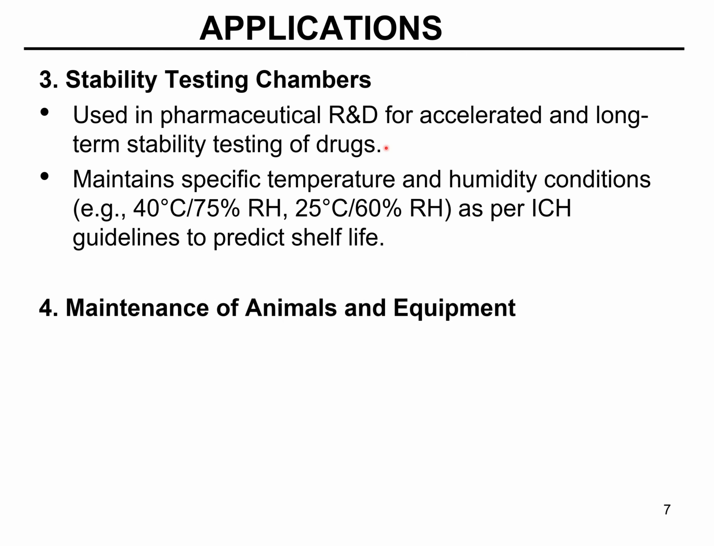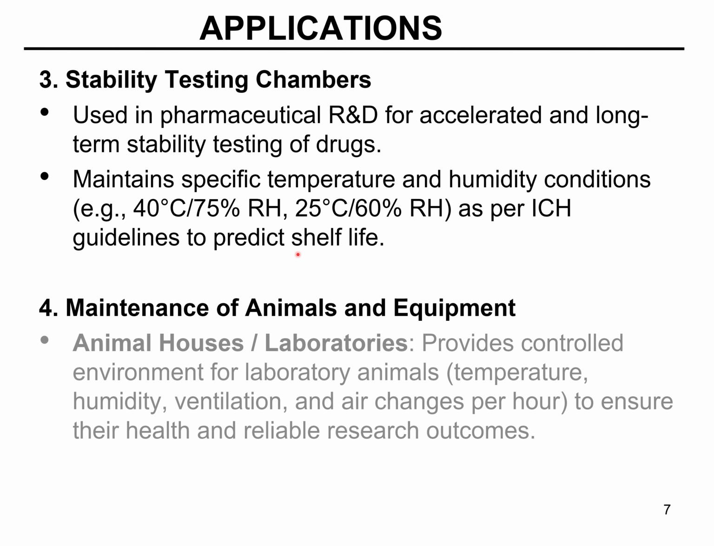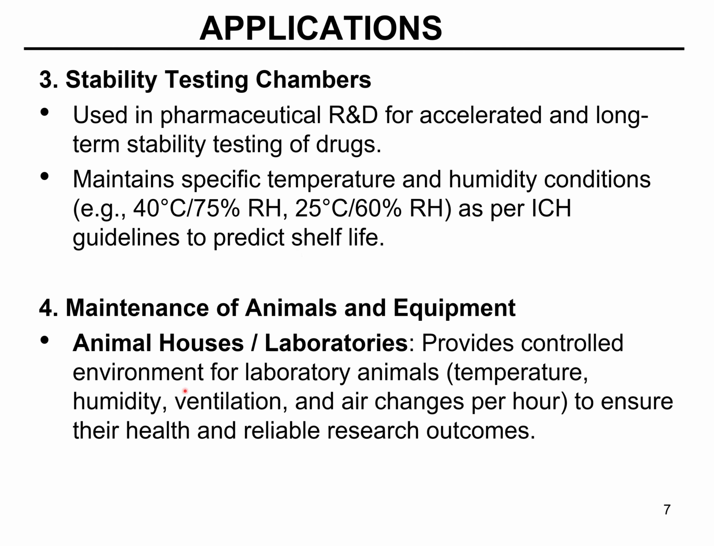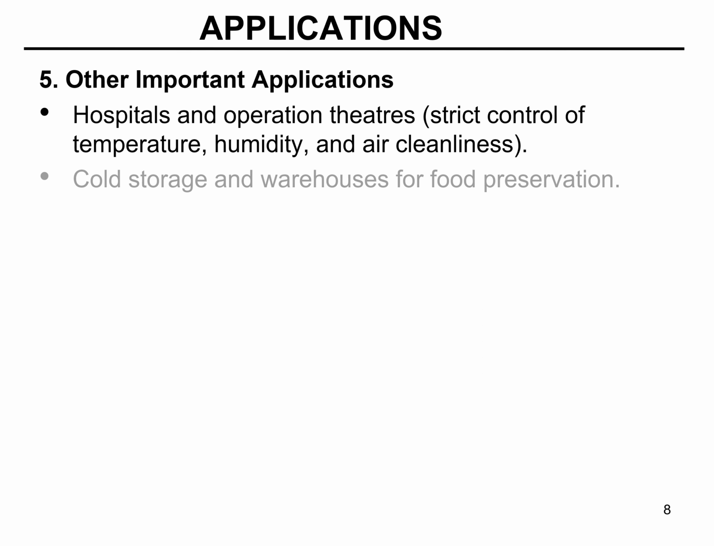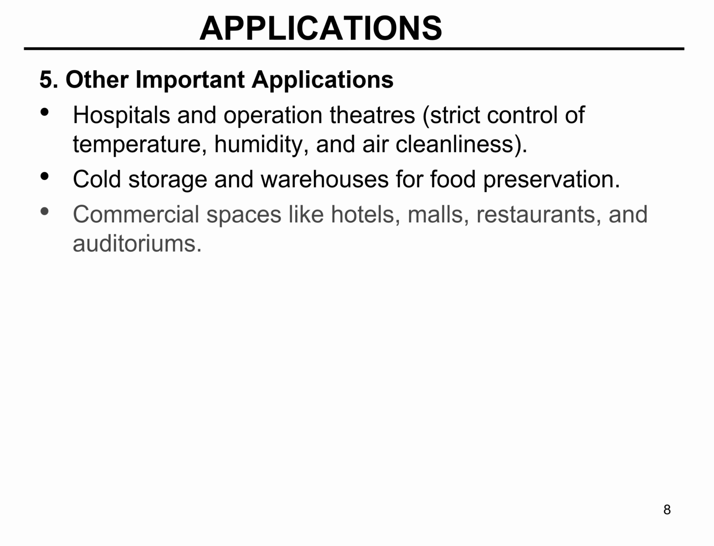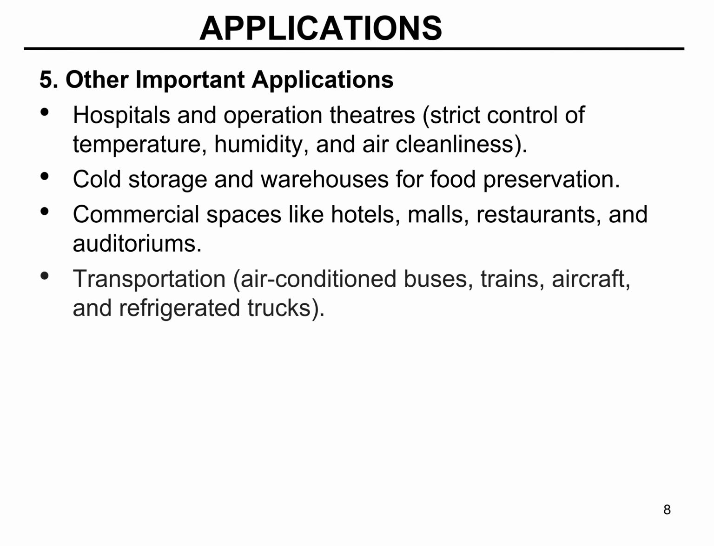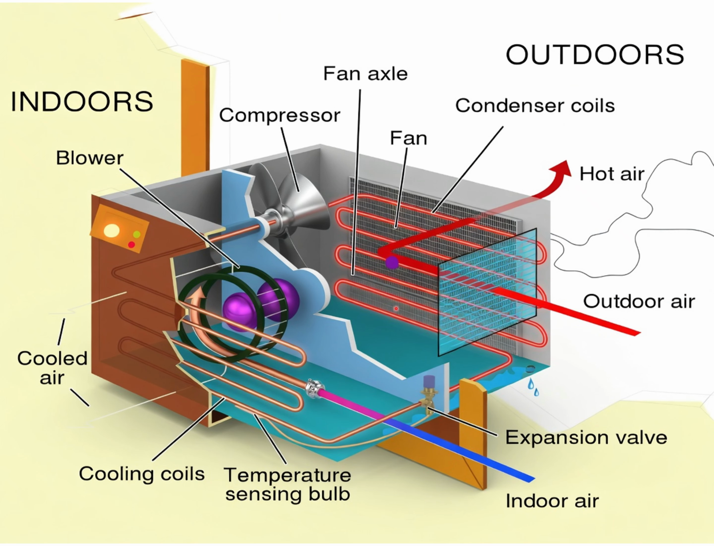Then maintenance of animal and equipment. For animal house, temperature control is also very important. It provides controlled environment for laboratory animals to ensure the health and reliable research outcome. There are other applications like in hospital and operation theaters, cold storage, then commercial space like hotels, malls, restaurants, auditorium. So these are the common features of air conditioner.